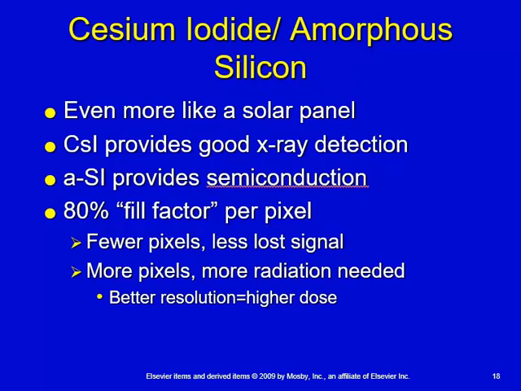So our next incarnation was cesium iodide with amorphous silicone. And it even became more like a solar panel. Your solar panel is basically silicone, and you make the sun shine on them and it liberates electrons. So in this case, what we've got is exposure to the cesium iodide. Cesium iodide glows and it picks up that light, and the light shines on the amorphous silicone, which provides the electrons for manipulation.